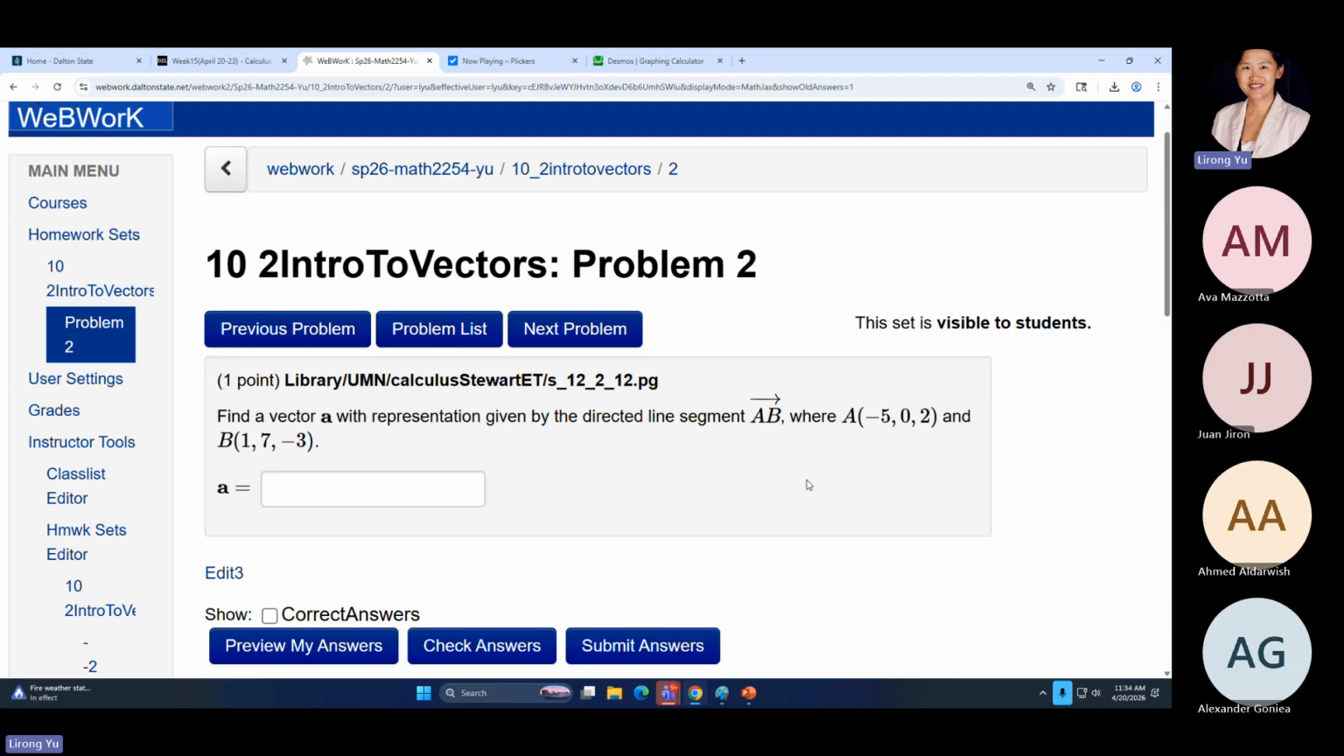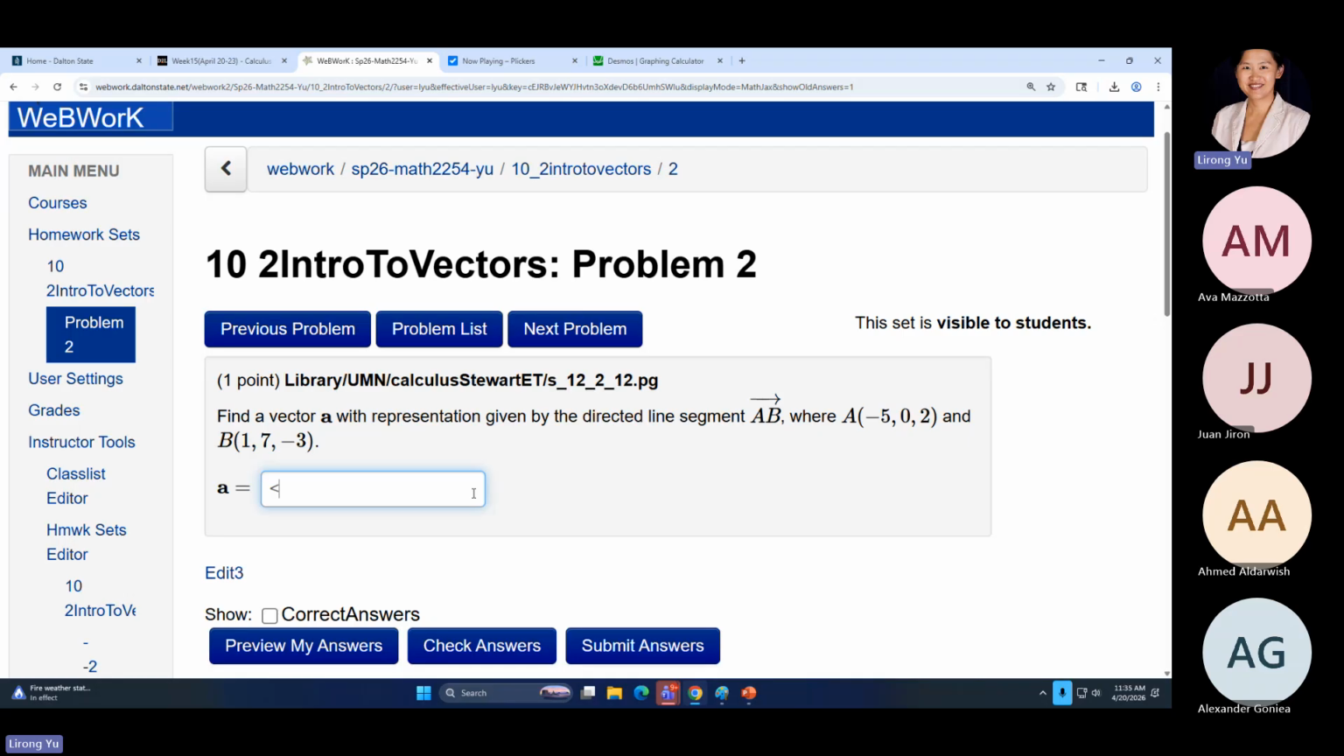These are 3-dimensional points. A is -5, 0, 2. So it's a point in space. And then B is 1, 7, -3. So that's also another point in space. Vector AB represents starting from A and then ending at B. So how do we represent it? Again, we use this bracket. We start with this kind of bracket. It's on top of the comma key on your keyboard.